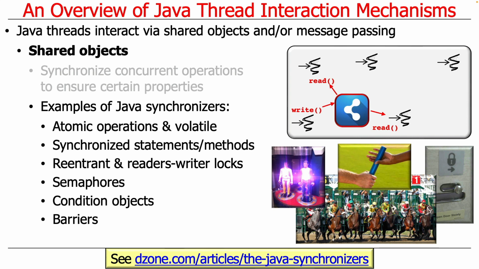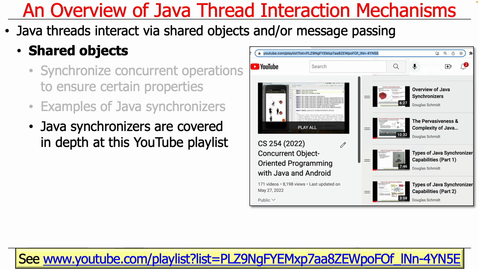There's a whole slew of Java synchronizers, including atomic operations and the volatile keyword. There's synchronized statements and methods. There's reentrant locks, readers-writers locks, and stamped locks. There's semaphores, condition objects, barriers, and so on. These are all the types of things that occur in Java concurrent programs to keep them from scrambling things and ensure that corruption doesn't occur, and to make sure things occur at the right time, in the right order, under the right conditions. We're going to talk about almost none of this.